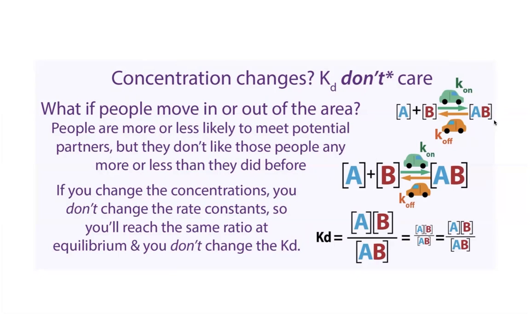You're not changing those rate constants, so you'll reach the same ratio at equilibrium, and you don't change the KD based on the concentration. But you are going to change the amount that you find bound of those partners, just not the ratio of them. And this is going to be a useful relationship that we can use in order to actually calculate KDs from binding measurements.